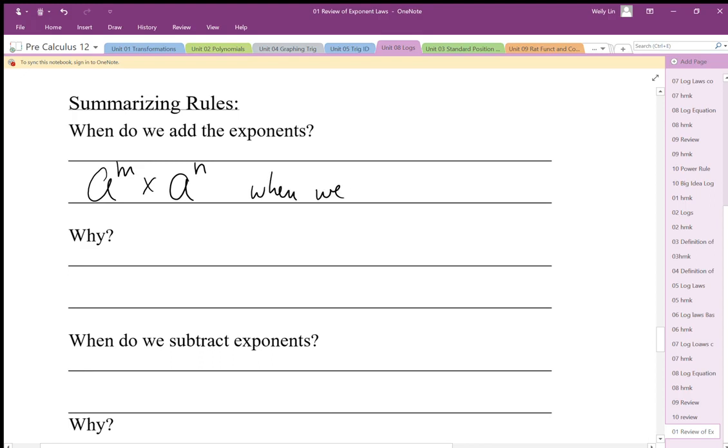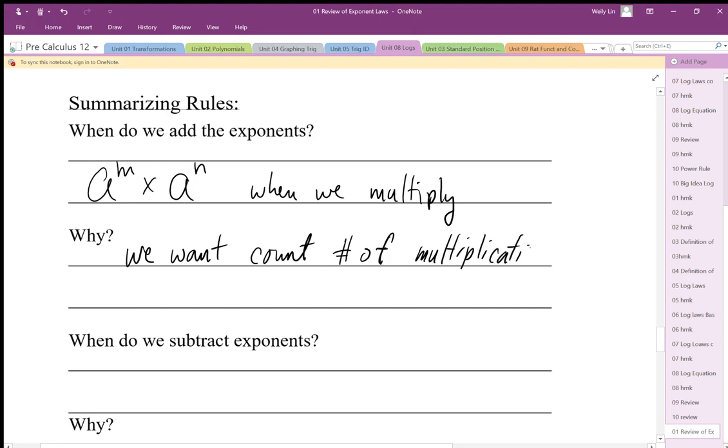And really, I want you to pause this and answer these yourselves in your own words, and then you can check to see what I'm saying. But so we add exponents when we multiply. The reason is because we want to count the number of multiplications. That's how many multiplies we have, we just want to count them, so we're going to add those together.